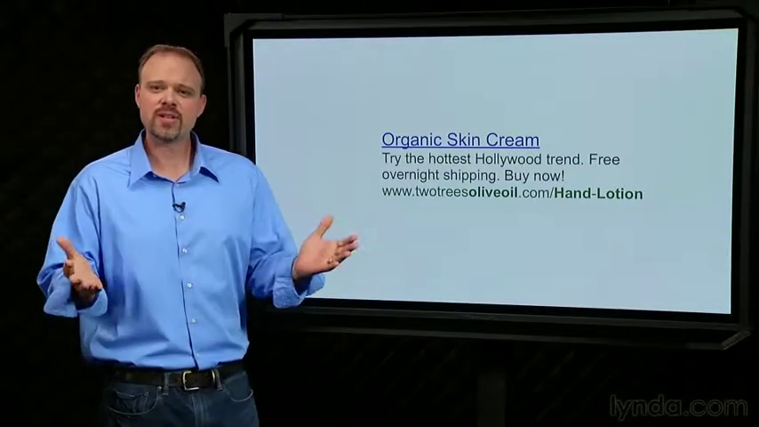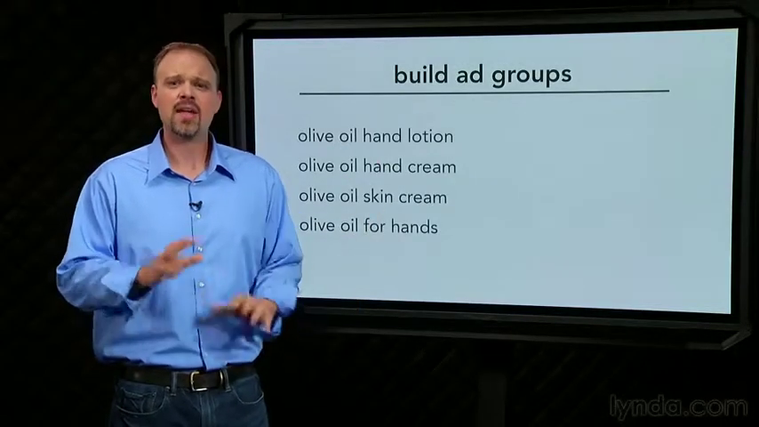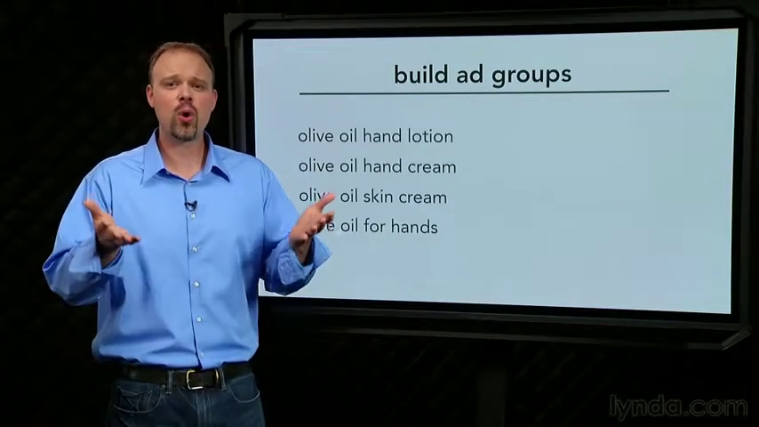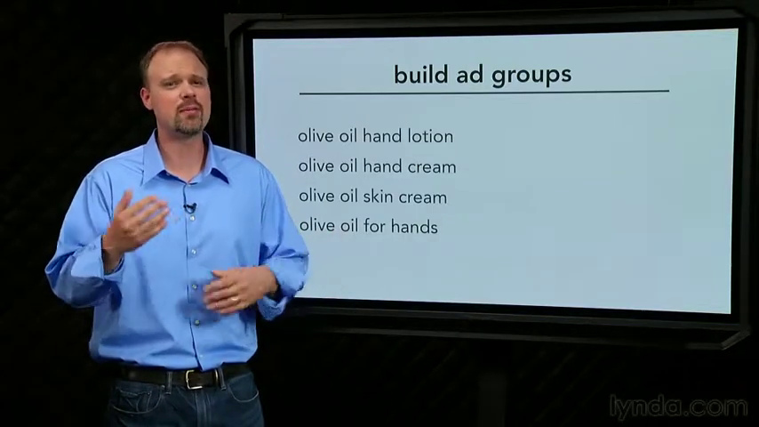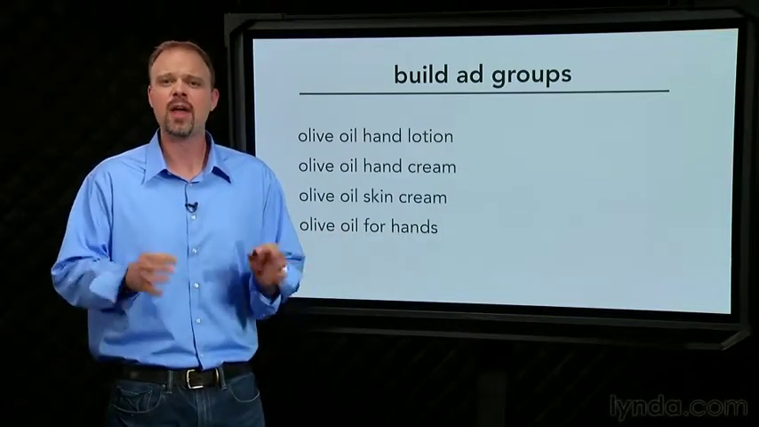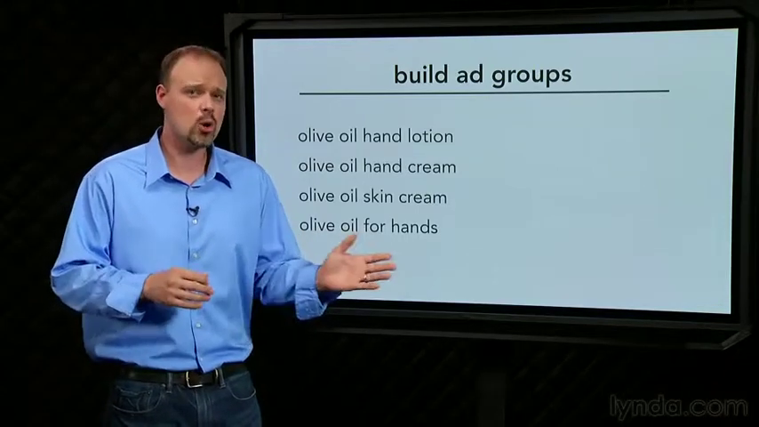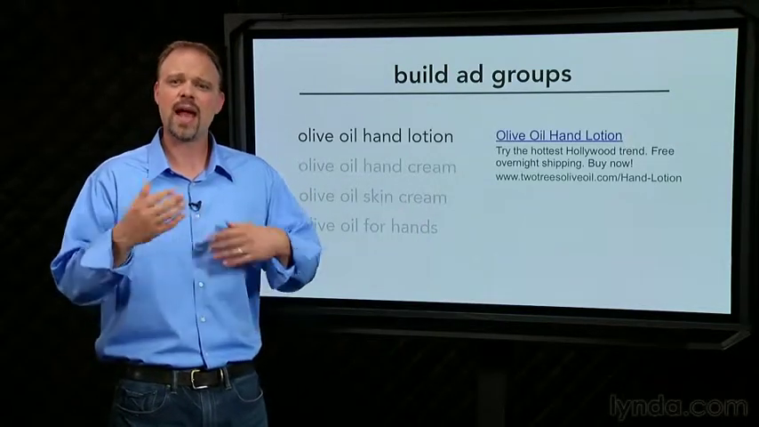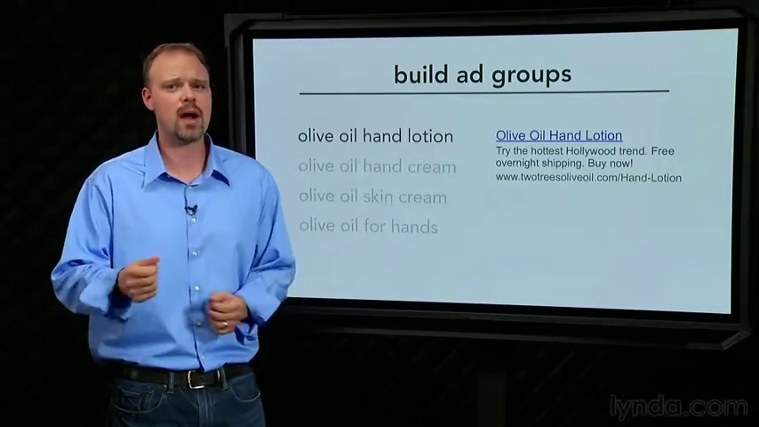Another option for increasing keyword quality score is to create new, tightly focused ad groups. Let's take a look at these keywords again. These keywords do share the same theme, but you may be able to increase your quality score by separating them out into even more specific ad groups and writing even more relevant ads. For example, you could break this down into a new ad group that would focus on olive oil hand lotion. Then you could build a new ad that reads something like this. And you could add more keywords around olive oil hand lotions and hand lotions that are made from olive oil.